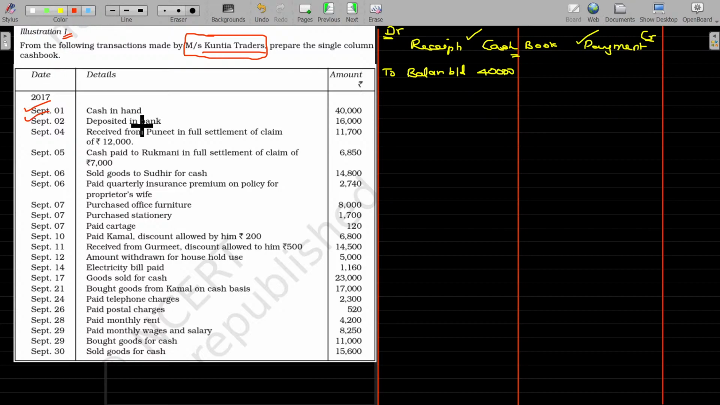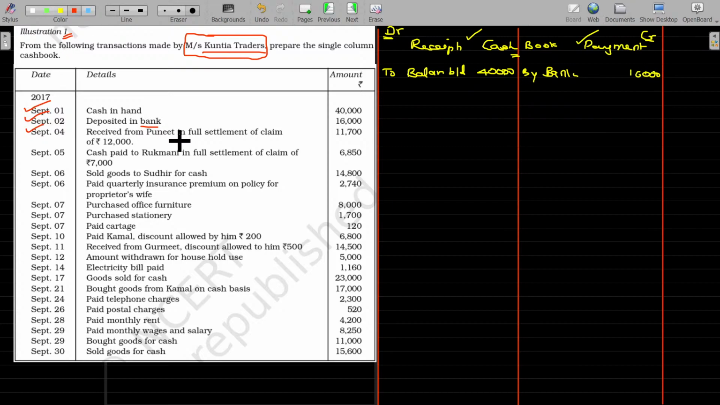On 2nd September, deposited into the bank. As we confine our preparation to the single column cash book, we will be posting only items related to cash. We forget about the other account. The other account here will be bank. We never mind about the bank posting here. Deposited into bank, automatically the cash balance will be reducing, or the cash box is reducing. So it will be a part of the payment side. So in payment side, by bank account, this value being 16,000.